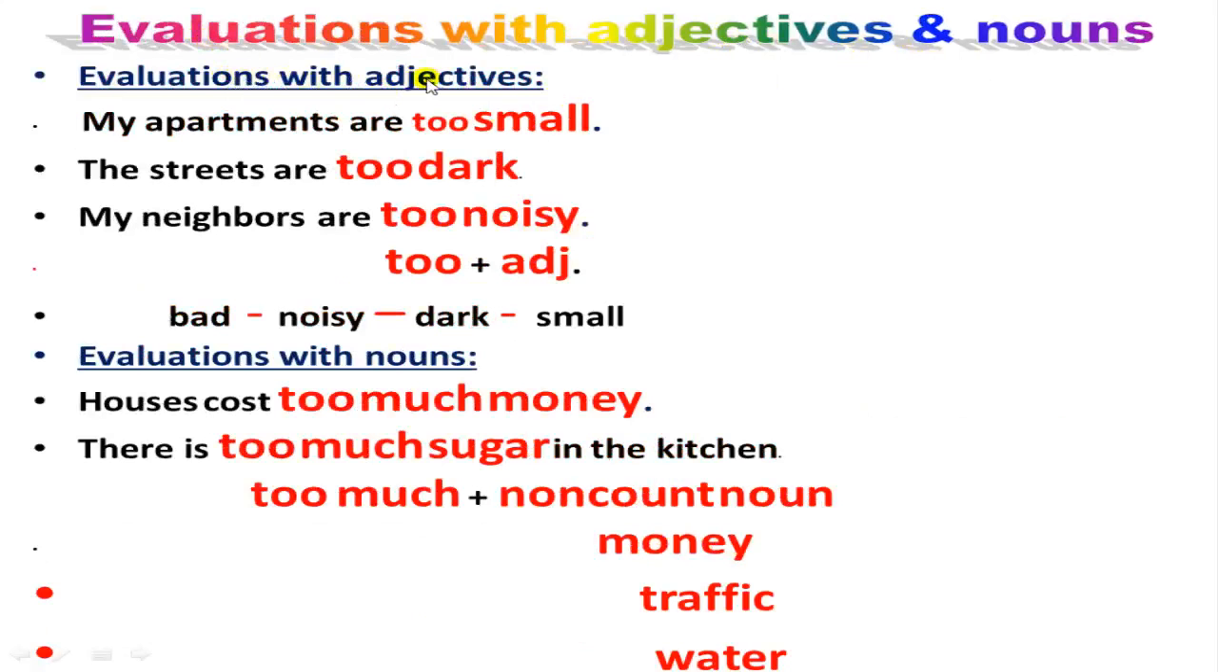Evaluations with adjectives. My apartments are too small. The streets are too dark. My neighbors are too noisy. Too noisy. Too small. Too dark. Too plus adjective. After too, we have an adjective. This adjective is a bad adjective. We say too bad, too noisy, too dark, too small.